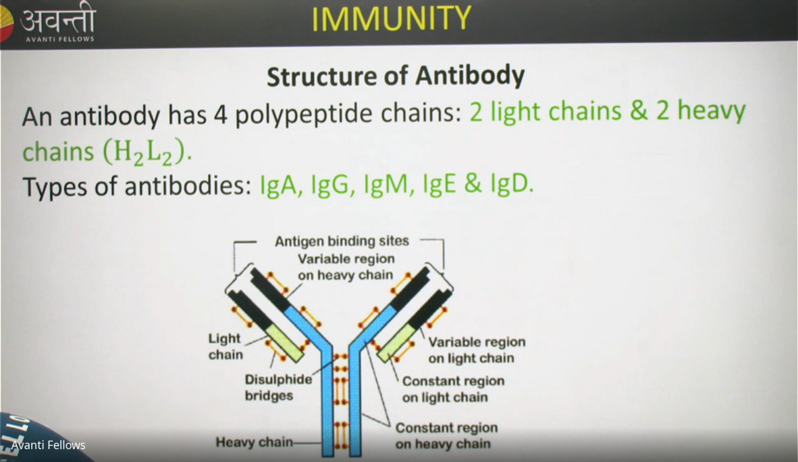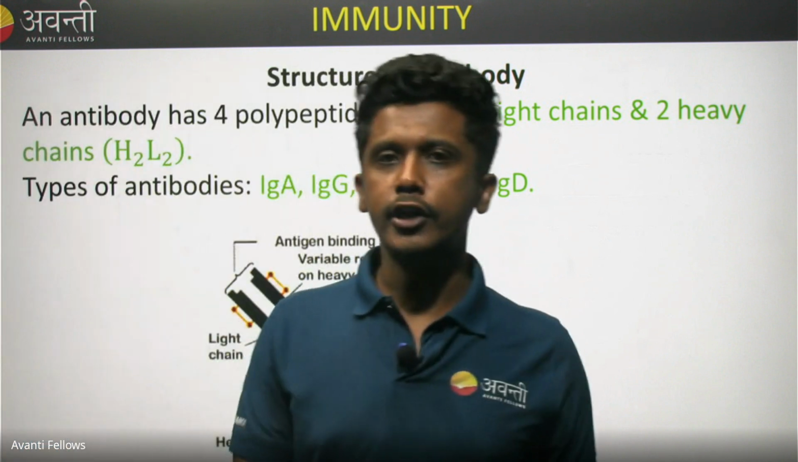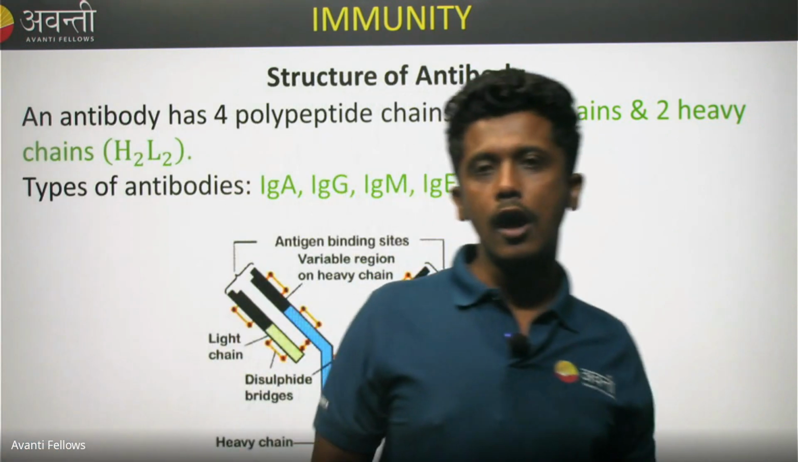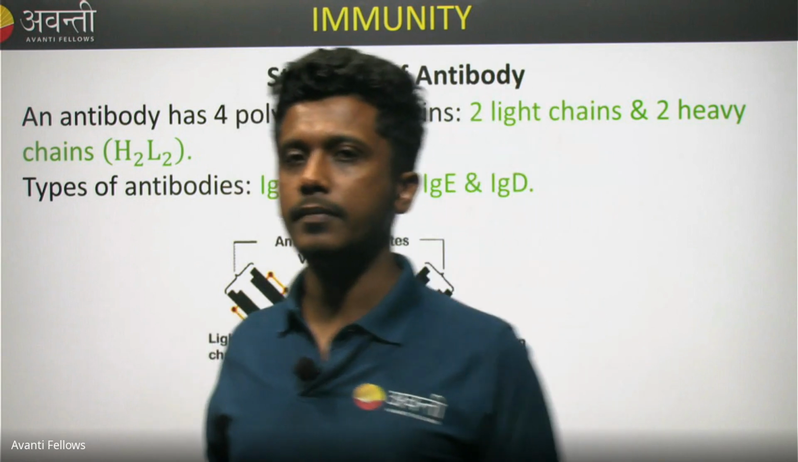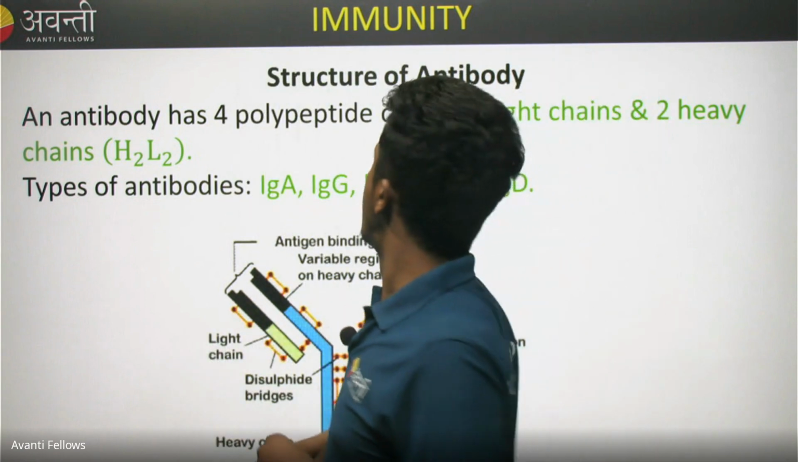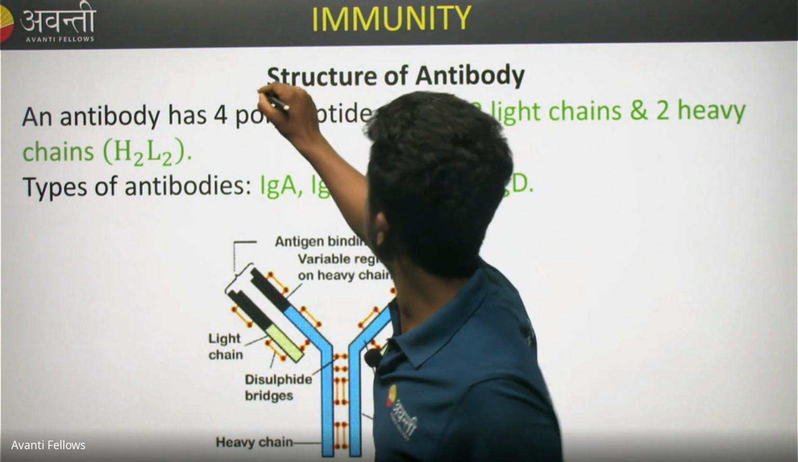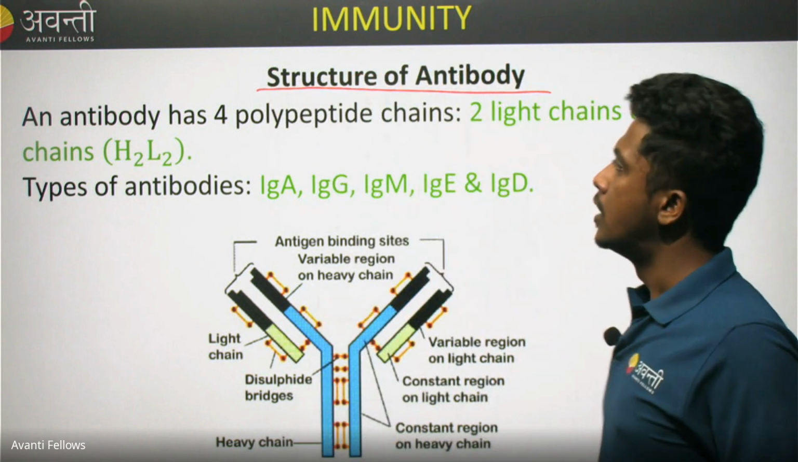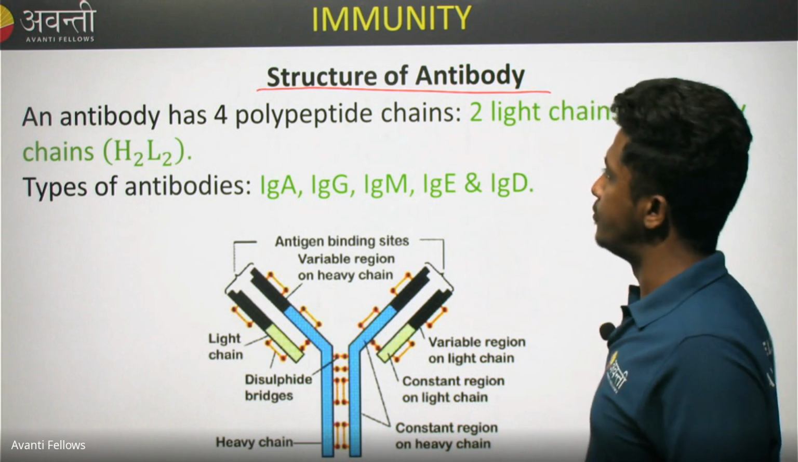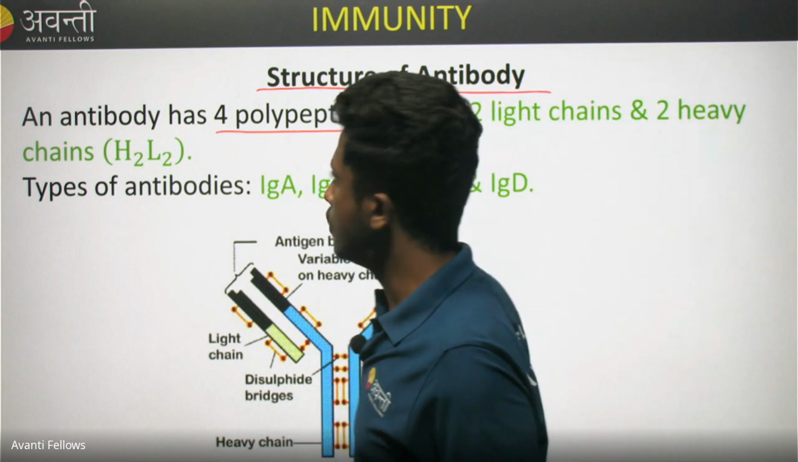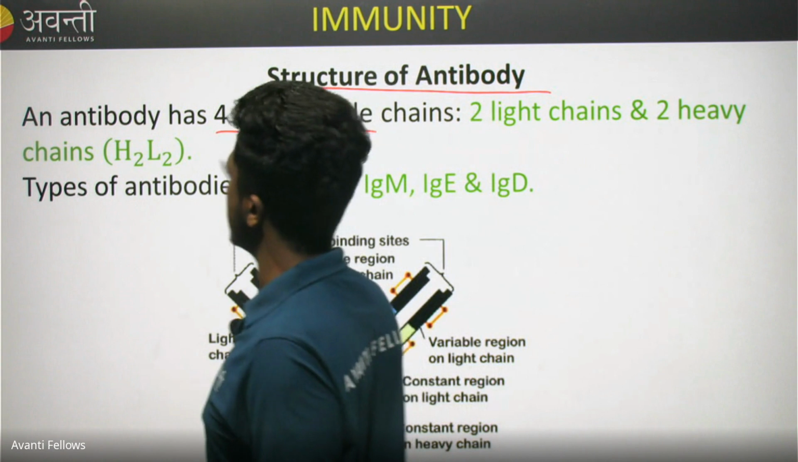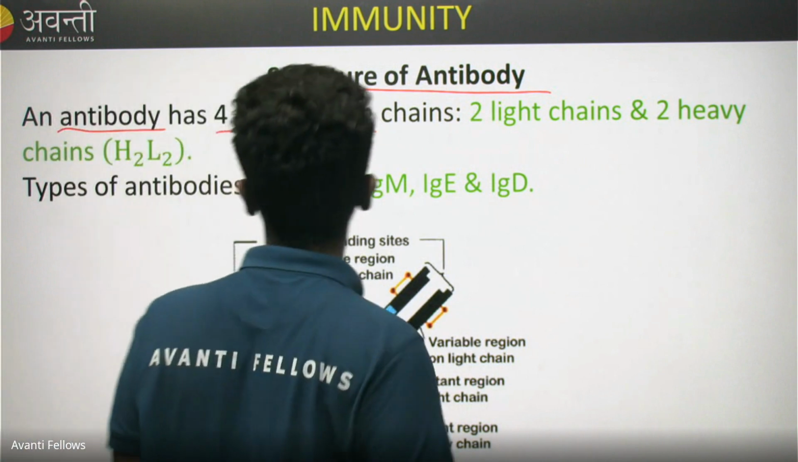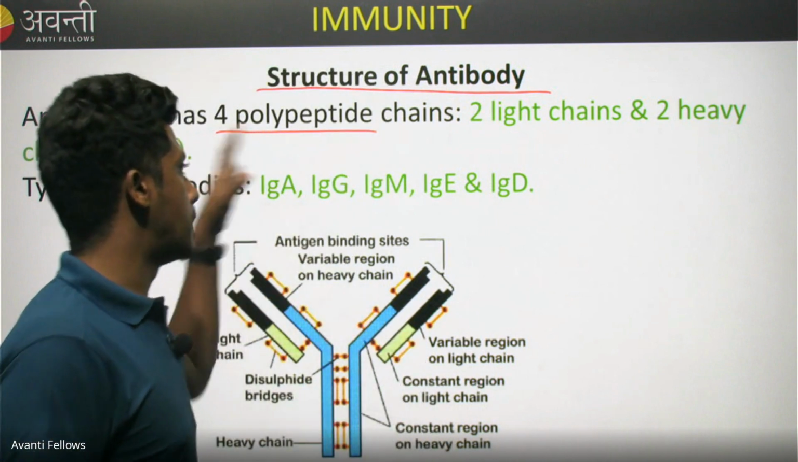So for us now, we have to go on with studying the structure of antibodies. I just mentioned a few seconds ago that the role of the B lymphocytes is to produce something called antibodies. And these antibodies are nothing but a special type of proteins. Proteins are made up of polypeptide chains, we already know. So the structure of antibody is very, very important. Our antibody is made up of 4 polypeptide chains.